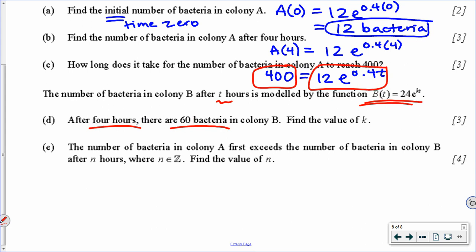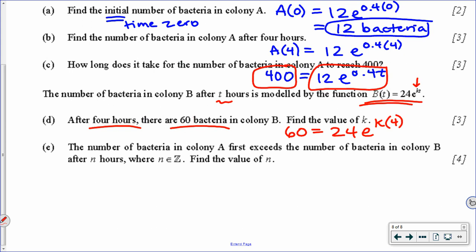This is really common on IB questions. If there's a missing piece, some variable component to your equation where there should be a constant, they're going to give you an XY point that you can use, or in this case, a TB point that you can use. So we'll set up 60 equals 24 e to the k times 4.